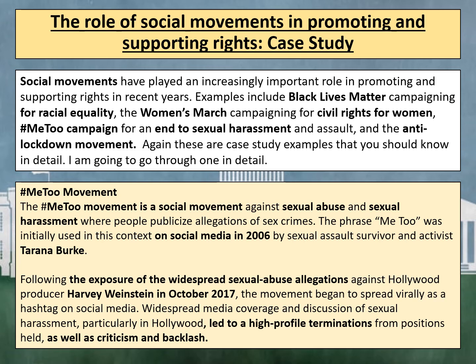The #MeToo movement is a social movement against sexual abuse and sexual harassment, where people publicise allegations of sex crimes. The phrase Me Too was initially used in this context on social media in 2006 by sexual assault survivor and activist Tarana Burke. Following the exposure of the widespread sexual abuse allegations against Hollywood producer Harvey Weinstein in October 2017, the movement began to spread virally as a hashtag on social media. Widespread media coverage and discussion of sexual harassment, particularly in Hollywood, led to high-profile terminations from positions held, as well as criticism and backlash.